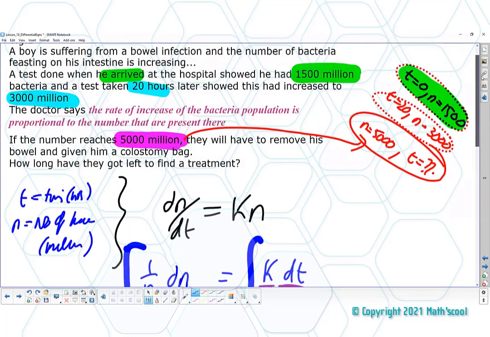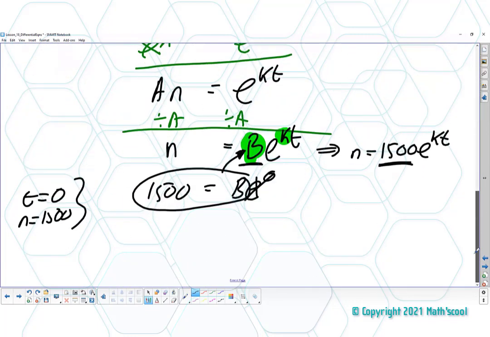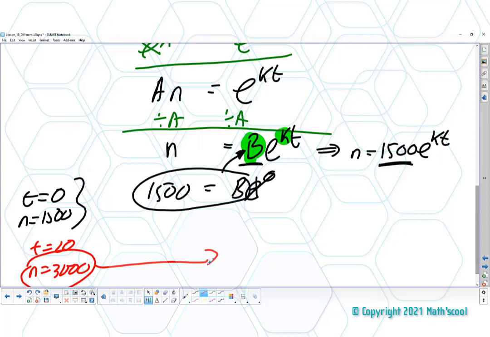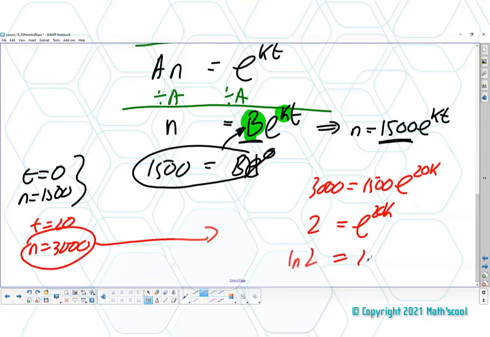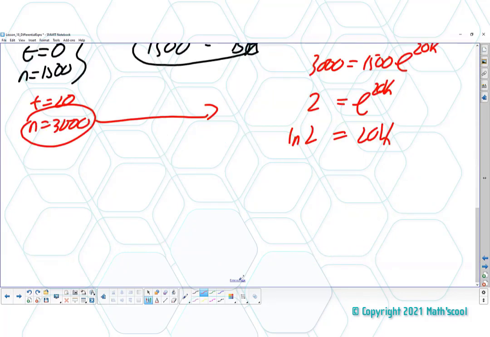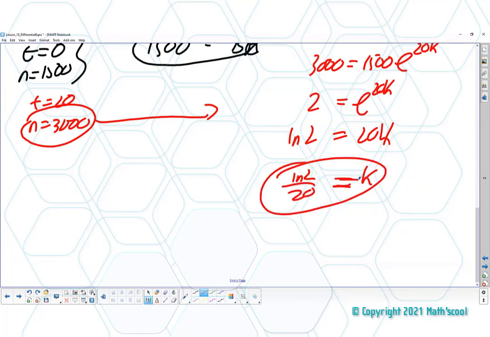What else do they tell us? They tell us when t is 20, n is 3000. So we'll put that into the equation. That gives us 3000 equals 1500 e to the 20k. Let's divide both sides by 1500. 2 equals e to the 20k. Let's ln both sides. ln 2 equals 20k. Let's divide both sides by 20. k equals ln 2 over 20. So there's my unknown constant, ln 2 over 20.